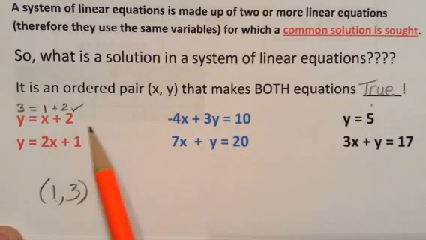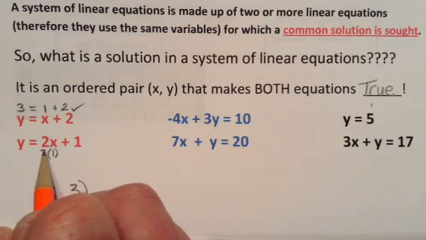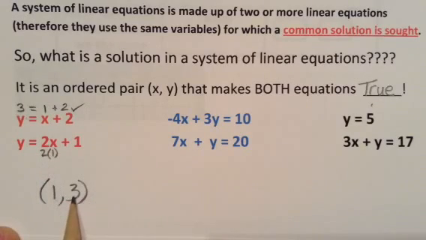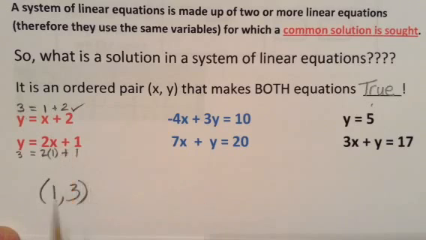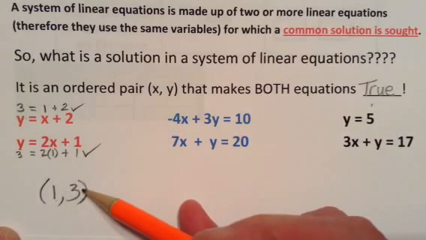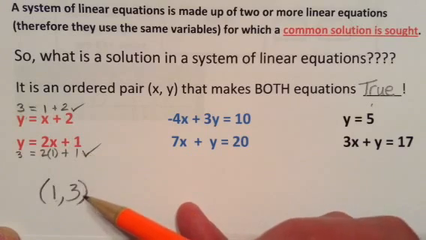Now, working in one equation is not enough. It has to work in both. So we take the same ordered pair, the same x value, it's going to go right here, it's going to be multiplied by 2, the same y value is 3, fill in everything else, and we ask ourselves, is it true? Is 2 times 1 plus 1 equal to 3? And the answer is yes. You see, this ordered pair makes both of these guys true. That makes it a solution.